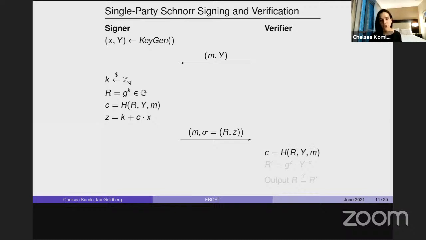And then for verification, the verifier will rederive the challenge themselves. And then they'll derive R prime, and this is essentially what the commitment should be. And so the signature is valid if the commitment that they derive is equal to the commitment that's published in the signature.